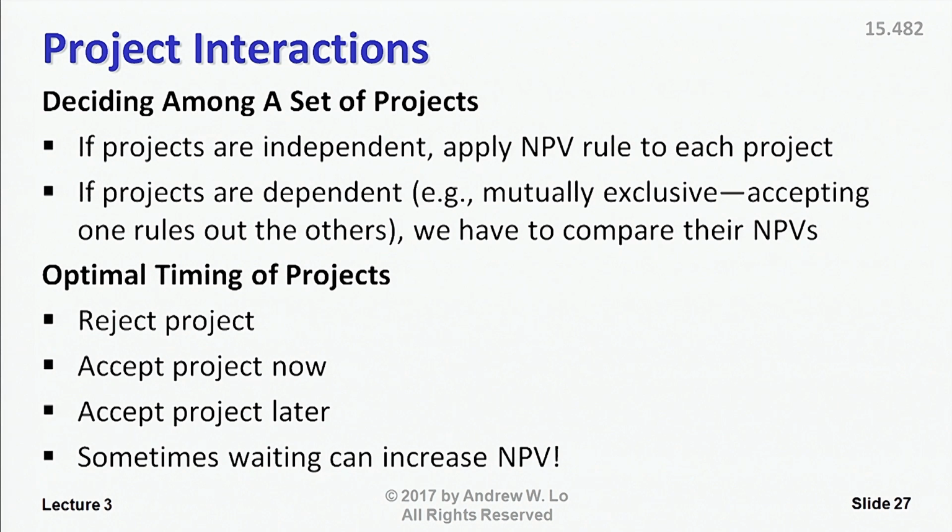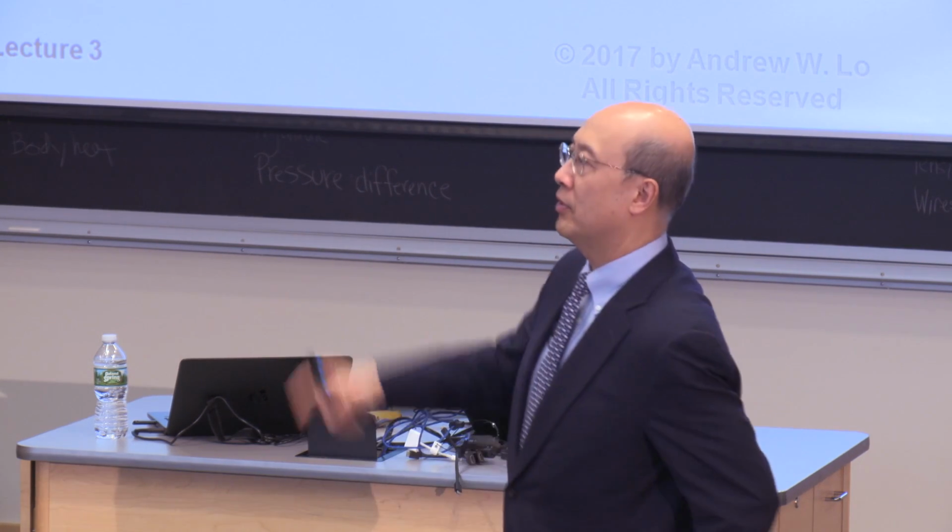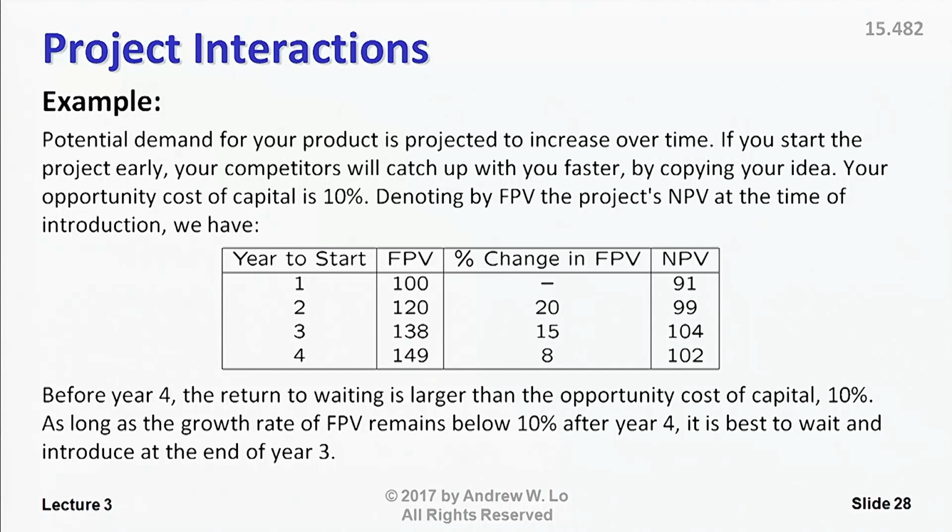But if they are dependent, you're going to have to take into account some kind of dependence in a very specific way. For example, if they're mutually exclusive, that's pretty straightforward. But if they have certain kinds of dependencies, like you can do one after the other, you may have to spend a little bit more time thinking about the subtleties. So here's an example of that. Imagine if you've got a particular product and the value of that product increases over time because the demand happens to increase as you wait.